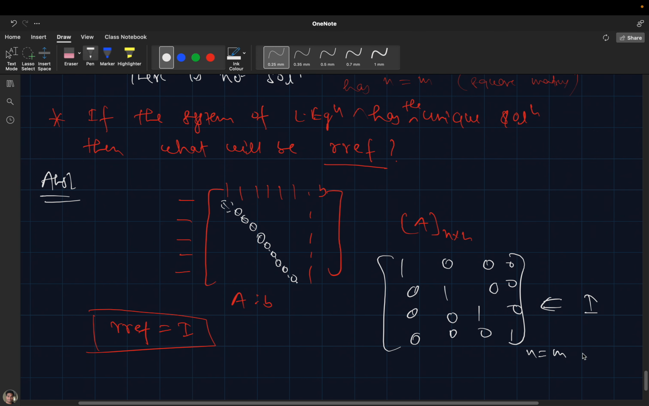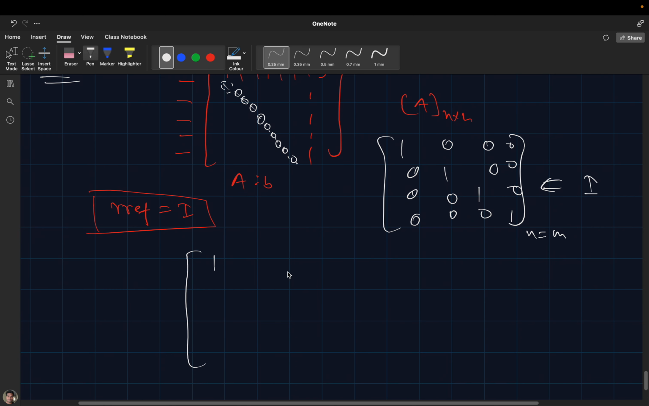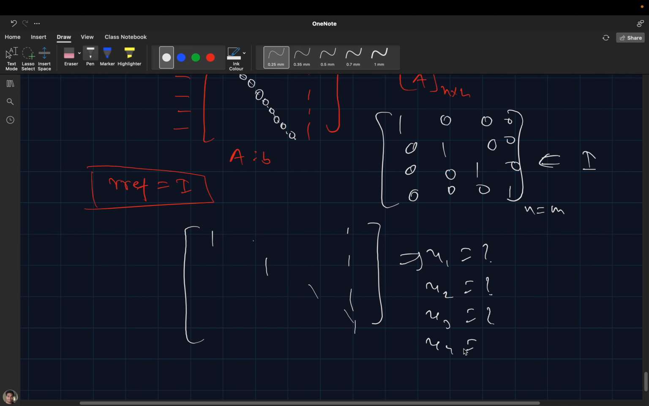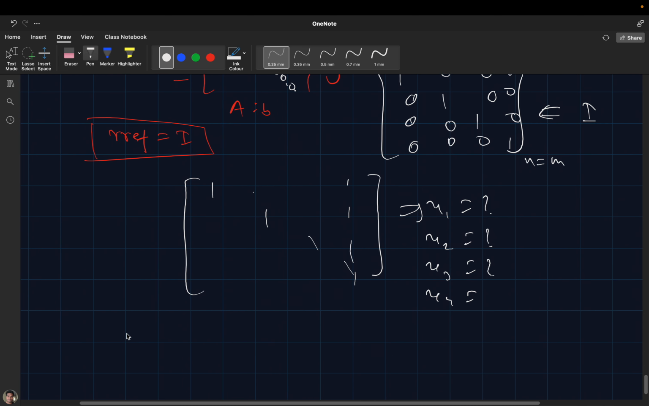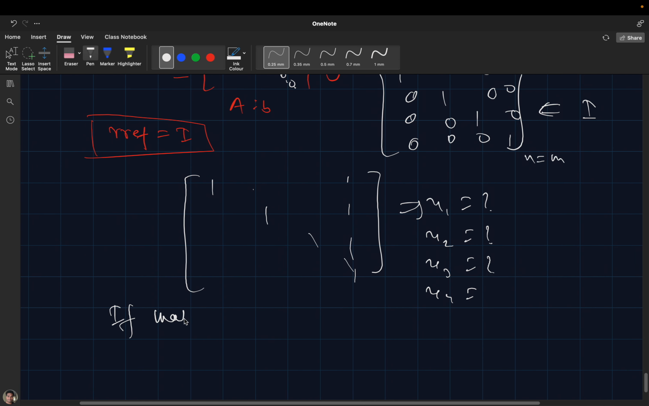Is it fine? Which means that you can directly write like this: x1 equal to something, x2 equal to something, x3 equal to something, x4 equal to something. But this can only happen when the matrix is square. Tell me, is it fine? So only if the matrix is square?